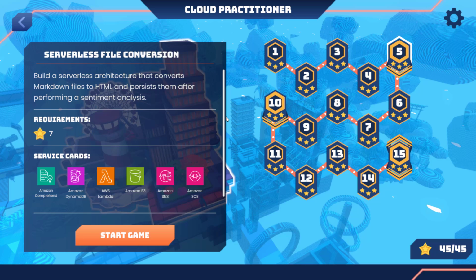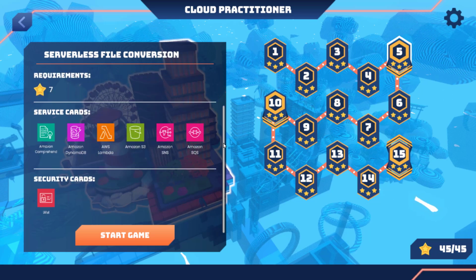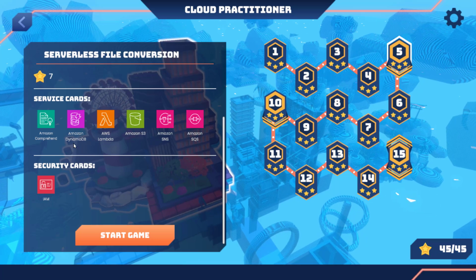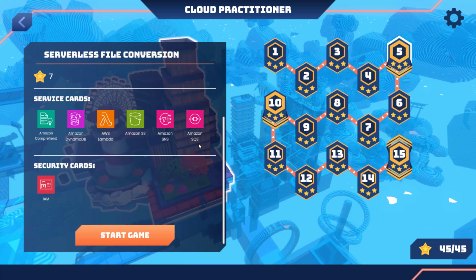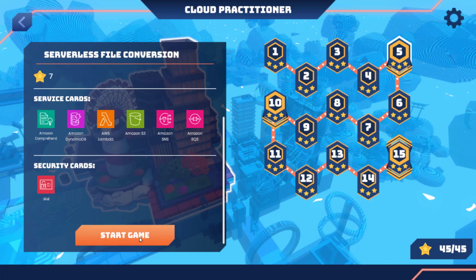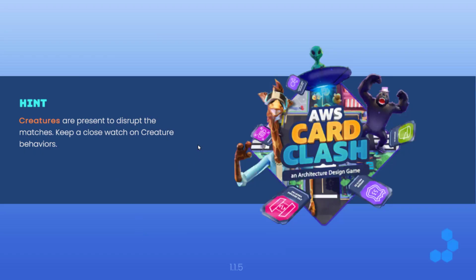Let's do our level 5 architecture design today, and it's going to be about serverless file conversion. So we are going to build a serverless architecture. We already did a serverless architecture, but that was about API calls and triggering Lambda, etc. This is going to be about converting markdown files to HTML and then persisting them after performing a sentiment analysis. The services that we are going to use are Comprehend, DynamoDB, Lambda, S3, SNS, SQS, and as usual, we'll have IAM as our security card. So let's look at this.